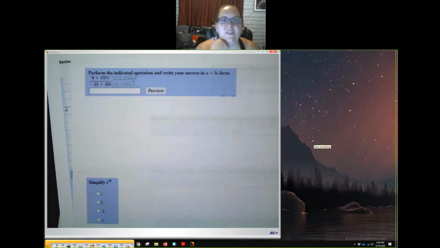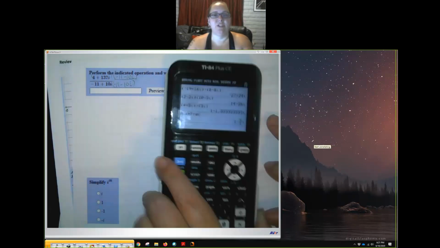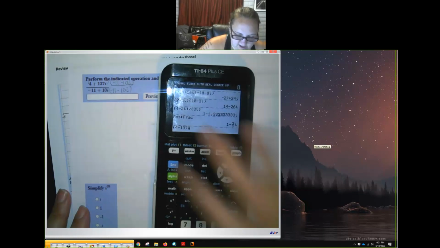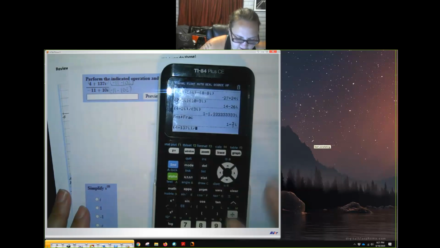So again, that's called the complex conjugate. It's the same thing that you have in the denominator, just with a different sign in between. And now I would FOIL in the numerator, FOIL in the denominator, combine and reduce. I don't feel like doing all that. 4 plus 137i over. The calculator knows that you're not allowed to have i's in the denominator.